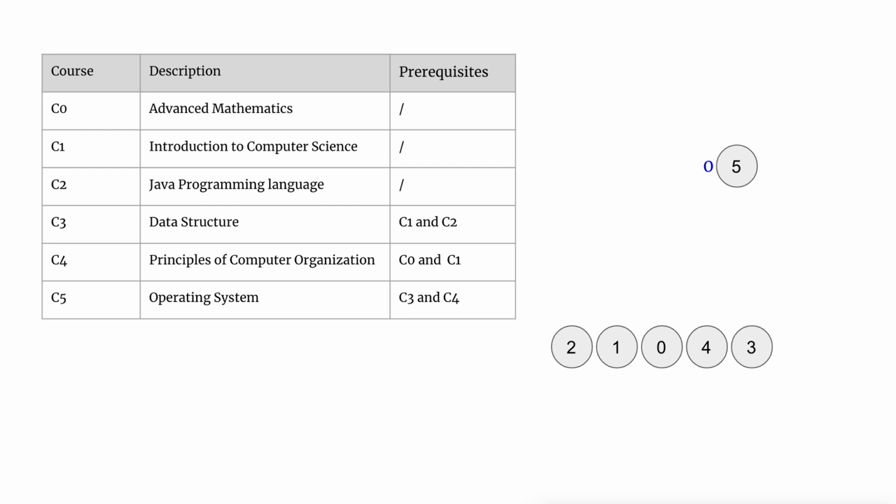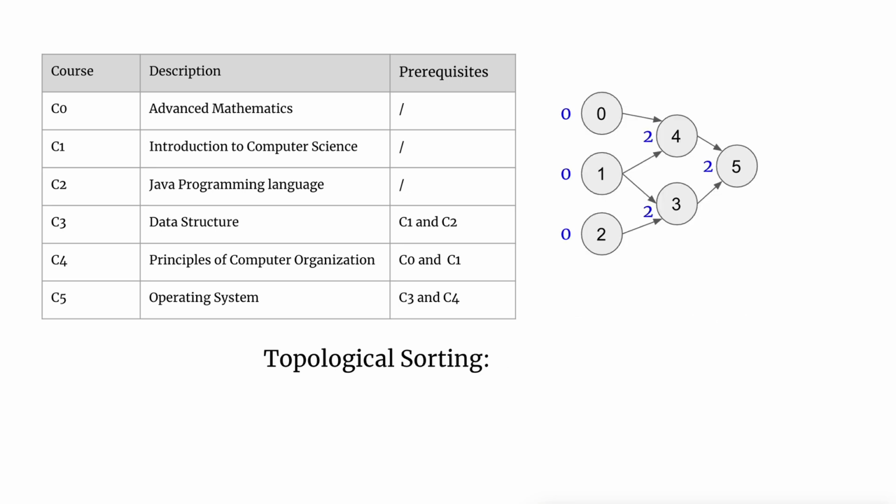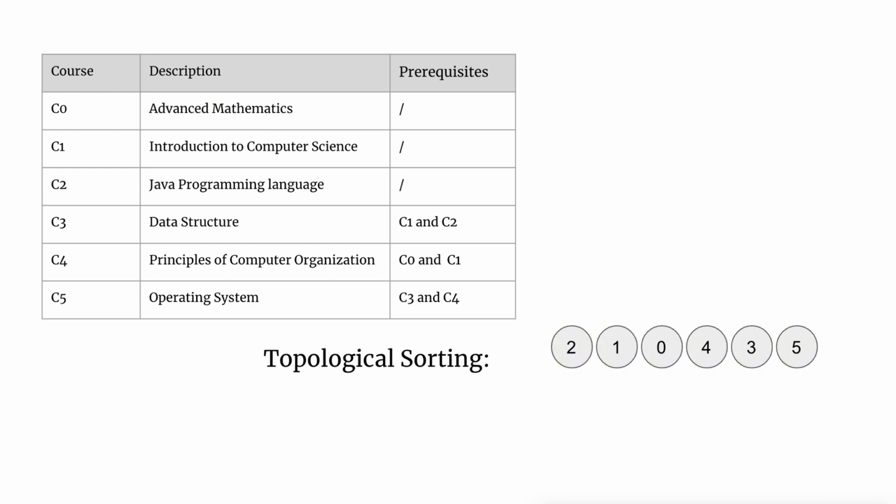To update our graph, vertex 5's indegree reduces from 1 to 0. I continue removing vertices with an indegree of 0 from the graph. This time, only vertex 5 can be selected. I remove vertex 5 from the graph and add it to our topological sequence. At this point, all the vertices in the graph are removed. By this process, we get a topological sequence, and this sorting process is what we call topological sorting.